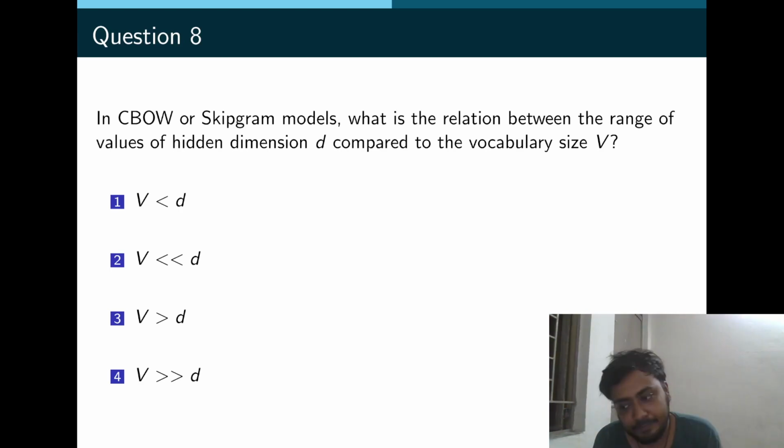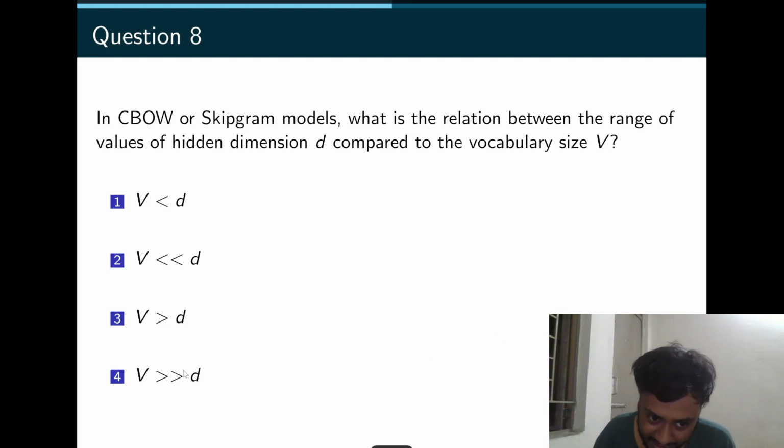Vocabulary is nothing but all unique words taken from the raw corpus. Yes. And dimension is nothing but the size of the vectors. Yes. So that is fine. Maybe guessing the option is easy.